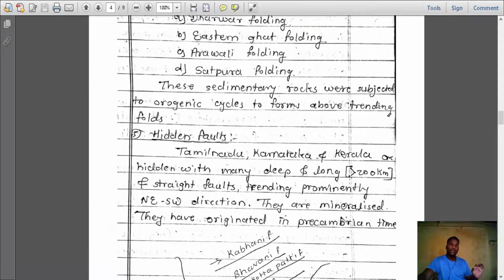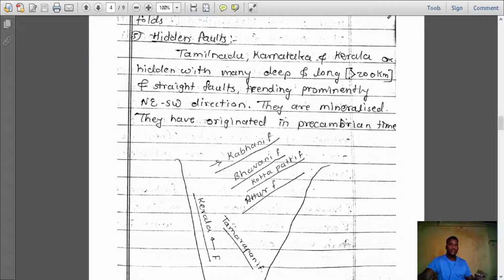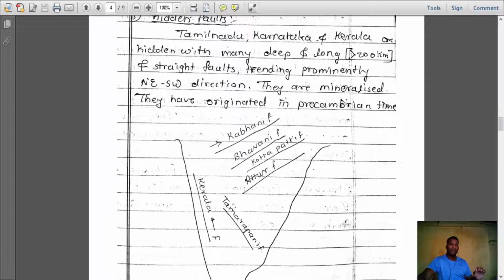Then hidden faults. Tamil Nadu, Karnataka and Kerala are riddled with many deep, long, straight faults, greater than 200 km, trending prominently northeast to southwest. They are mineralized. They originated in Precambrian times. You can see here the Khabni Fault, Bhavani Fault, Kottapatti Fault, Attur Fault, etc.